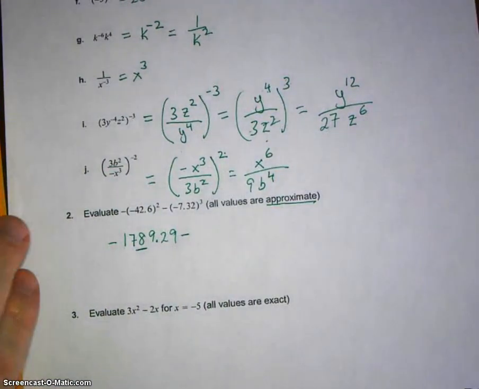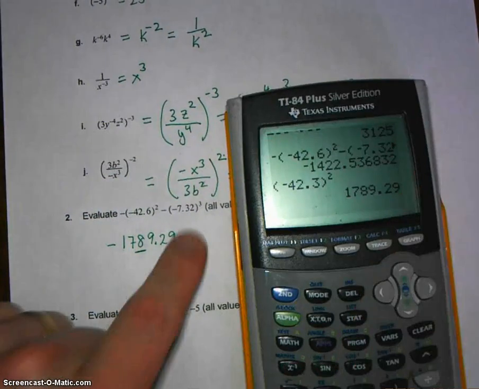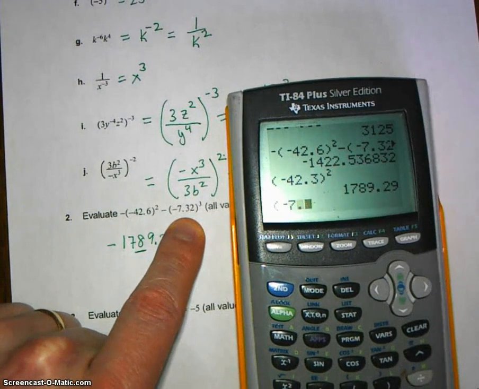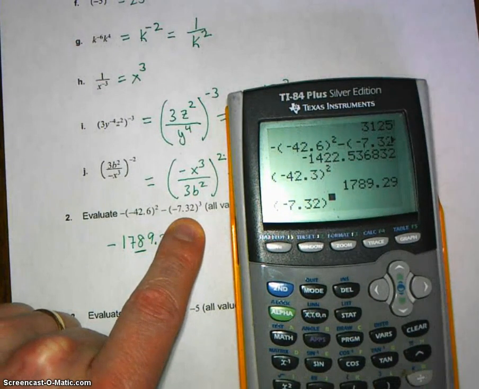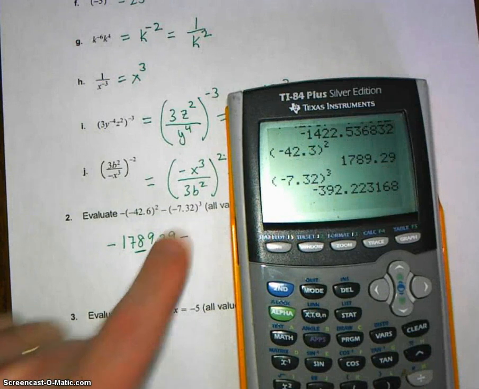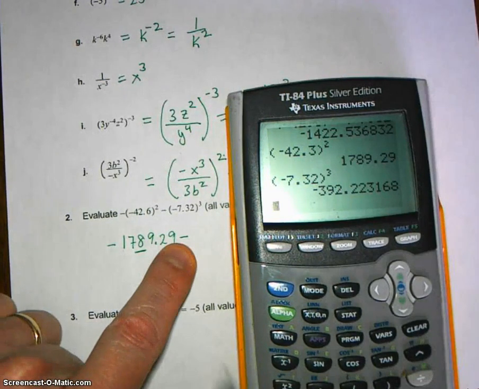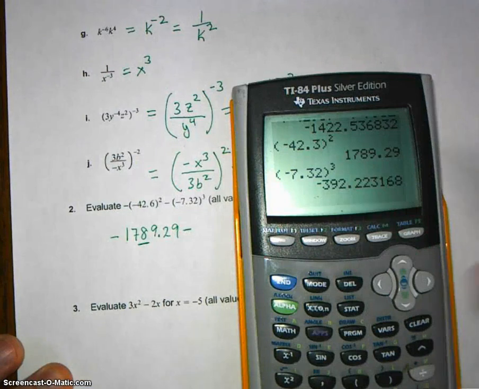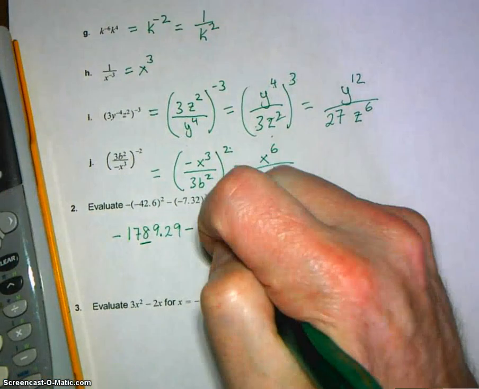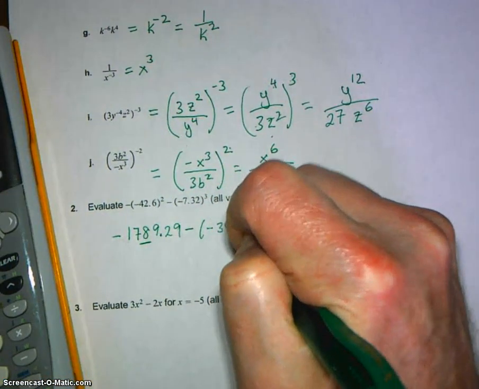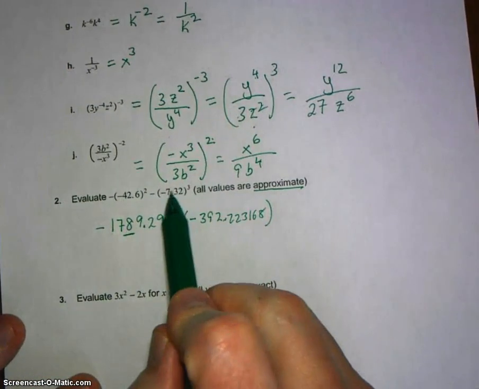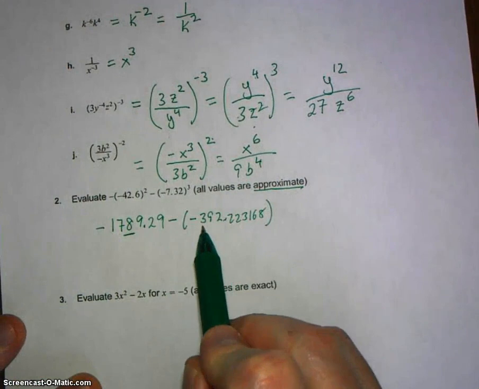Minus. Then I got to do the same thing. I got to cube this. Put it inside parentheses. Negative 7.32 cubed. So this is minus. That minus is this minus. When we cube something, we got another minus. So this is minus 392.223168. And again, we started with 3 significant digits. We can keep 3 significant digits. 1, 2, 3.